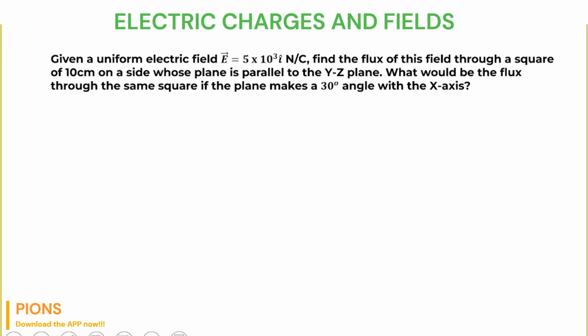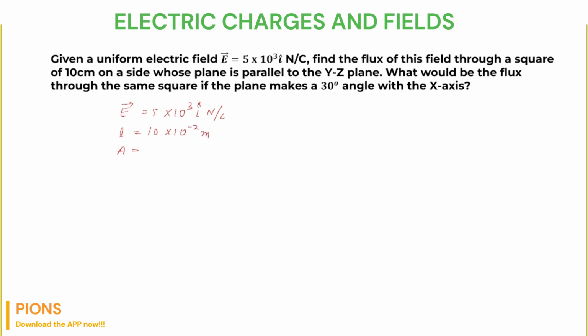Let's see the next problem. The question over here says, given a uniform electric field. Now electric field E is given over here as 5 into 10 to the power 3 I cap. I cap is our x-axis, right? And find the flux of this field through a square of side given here. So side length L is 10 centimeter. Let's put it here as 10 into 10 to the power minus 2 meters. So let's calculate area over here only.